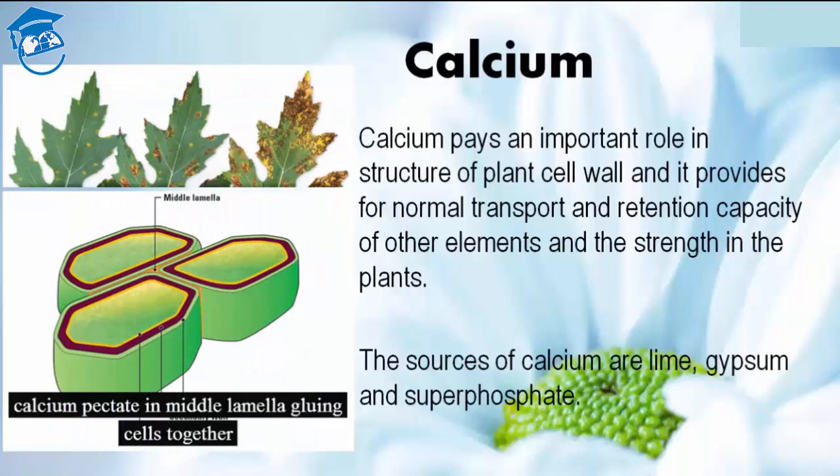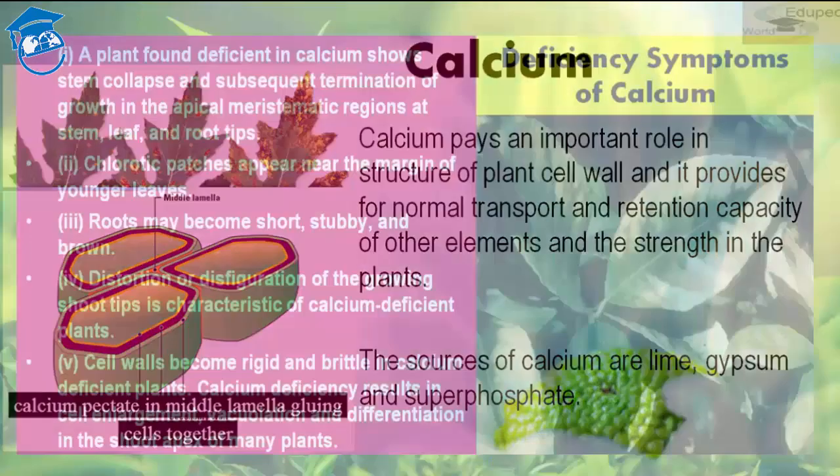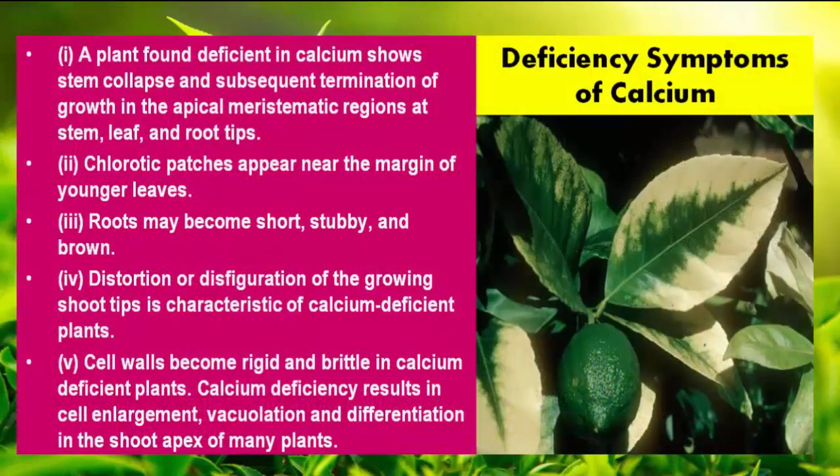As I taught you, calcium plays an important role in the structure of the plant cell wall, and it provides for normal transport and retention capacity of other elements and strength in the plant. The sources of calcium are lime, gypsum and superphosphate. Now, deficiency symptoms of calcium.